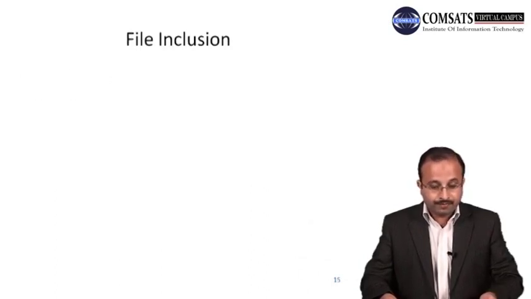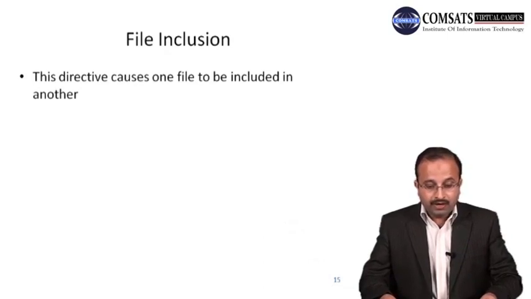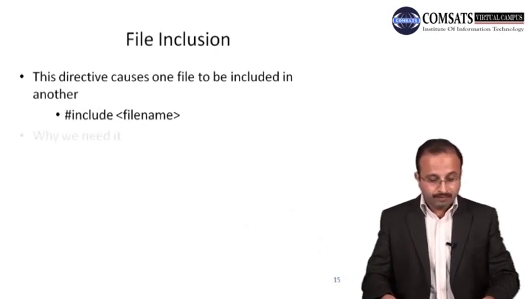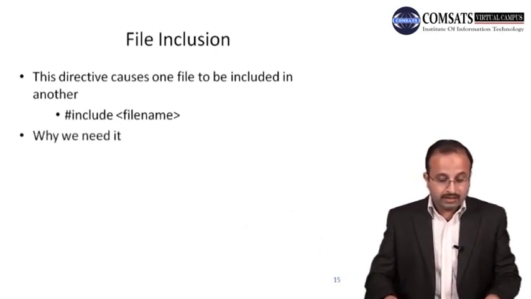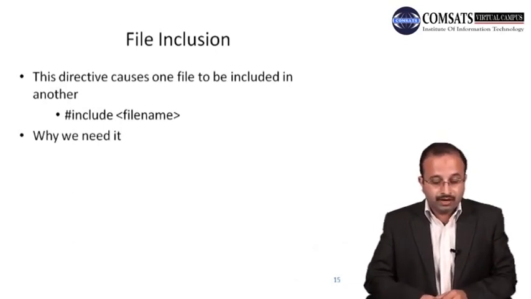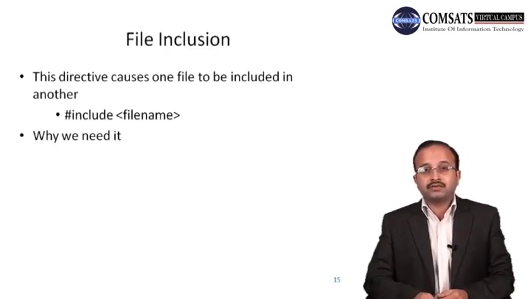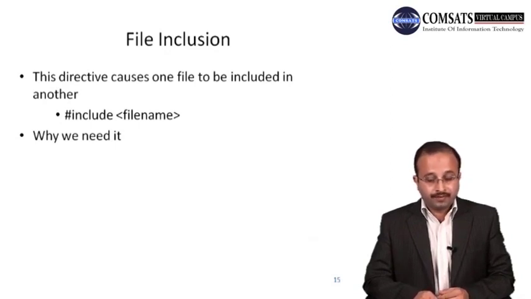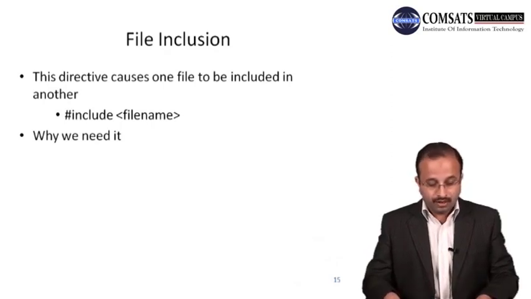Now, file inclusion. This directive causes one file to be included in another file. Like we have hash include file name. So why do we need it? So hash include file name, what it will do, it will include the file before compiling your program. So you usually write hash include stdio.h. It will include stdio. You can see this stdio.h file in your C directory, then dev C++ directory folder, and then there is an include folder that contains all the header files, and you can find stdio.h there. So it includes that file before compiling your program, your source code.